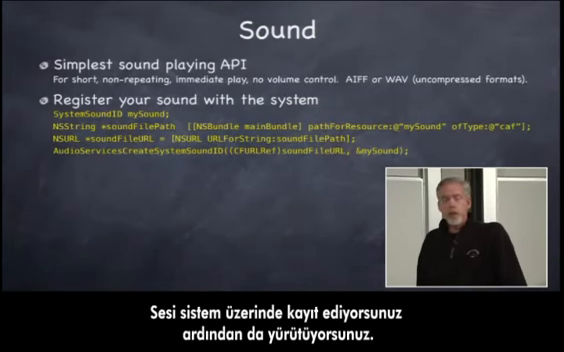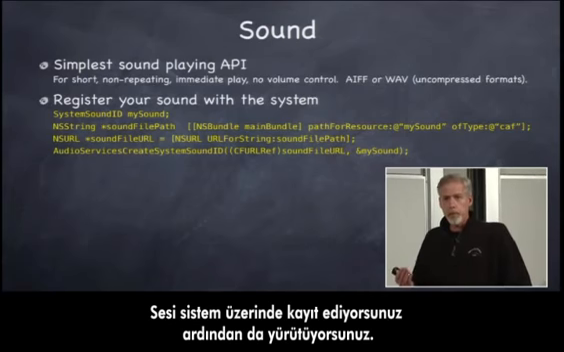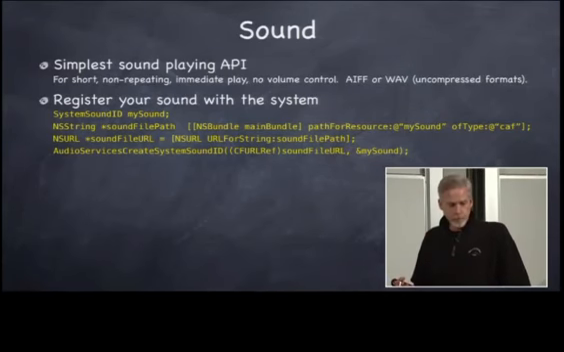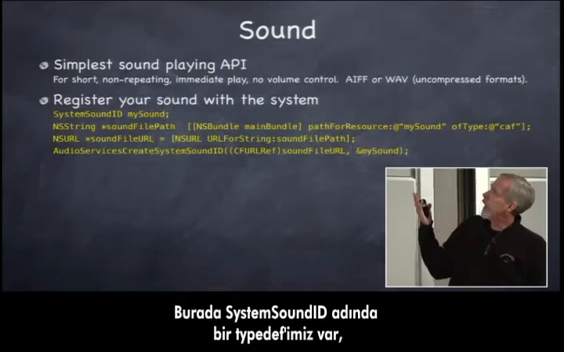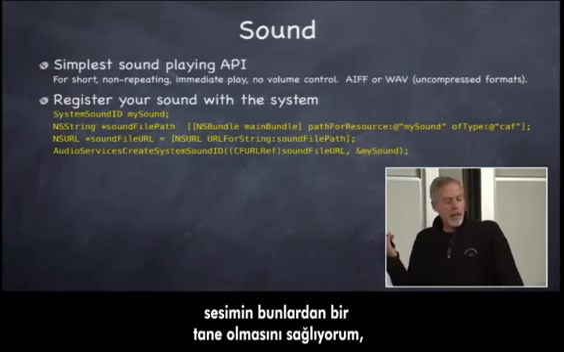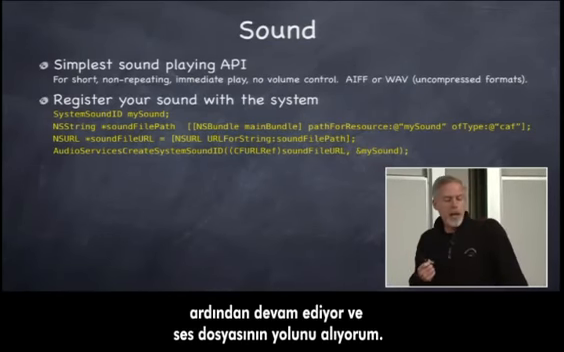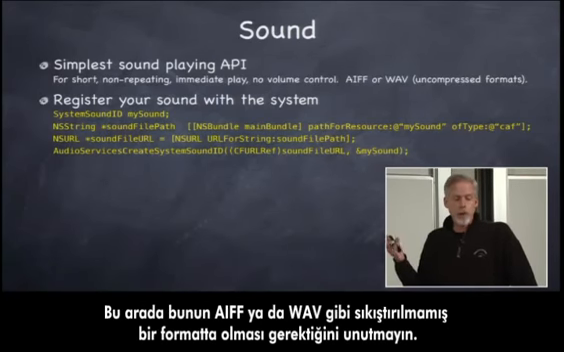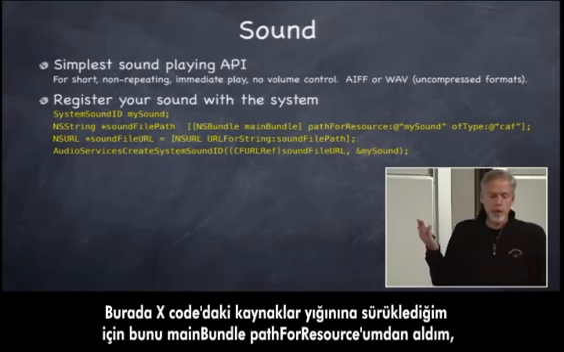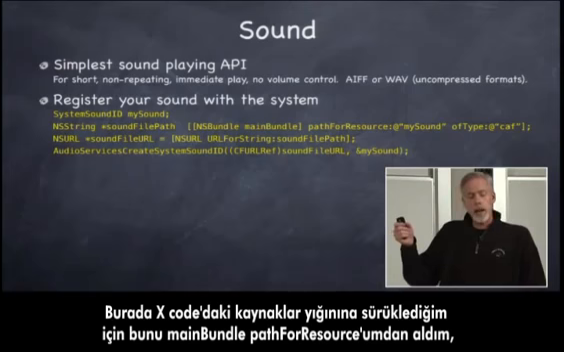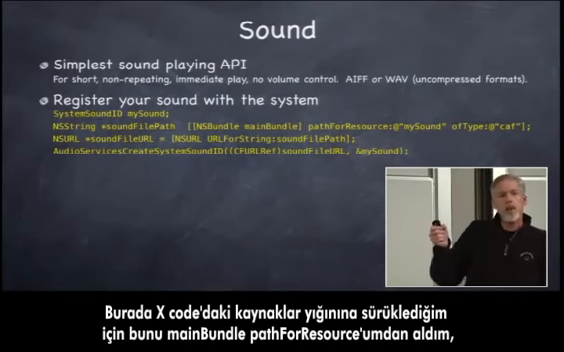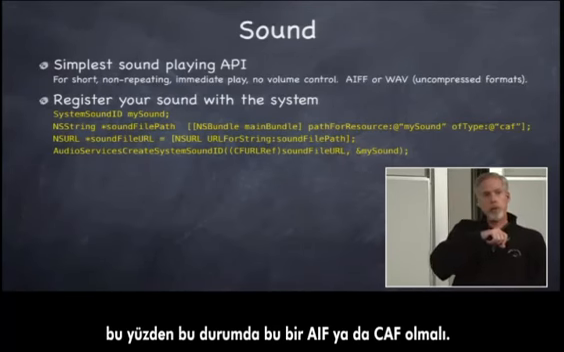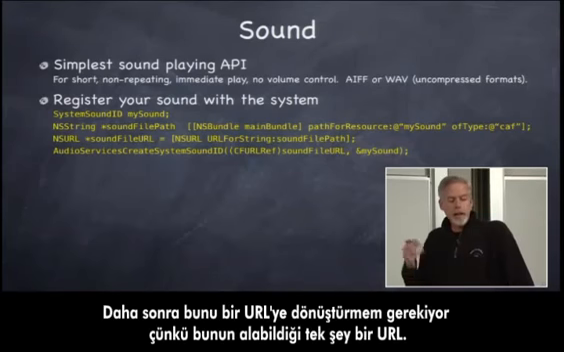Pretty simple. You register the sound with the system, and then once you've registered it, you can play it. There's this typedef SystemSoundID, so I've typed my sound to be one of those. And then I get a path to a sound file. Now remember, this has to be an uncompressed format, like AIFF or WAV or something like that. Here I've gotten it out of my main bundle, path for resource. So this would be an AIF or CAF file in this case that I dragged into my resources bundle in Xcode. Then I need to turn it into a URL, because this all takes a URL.